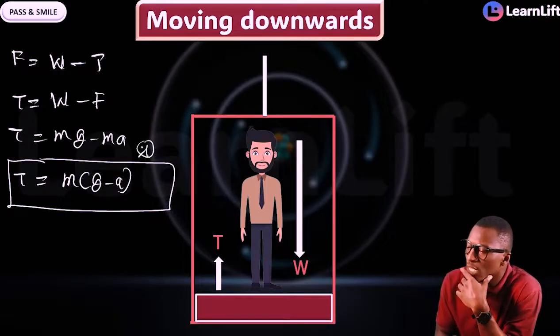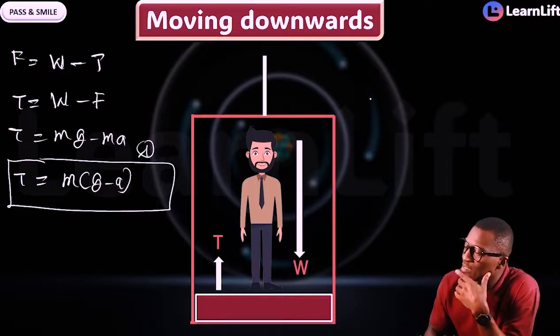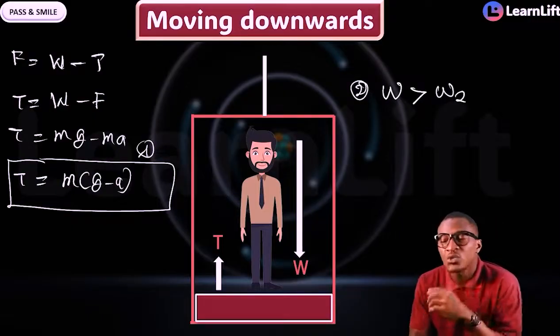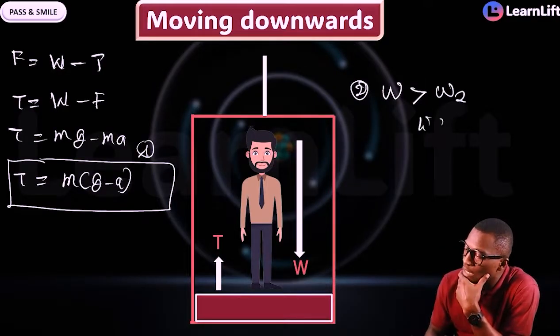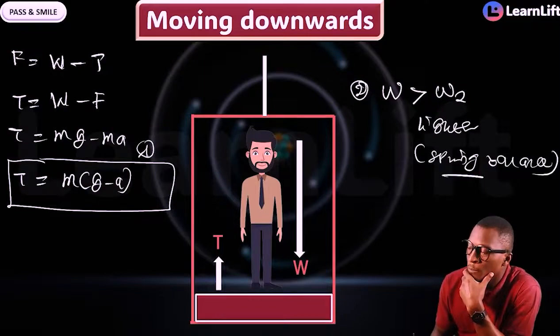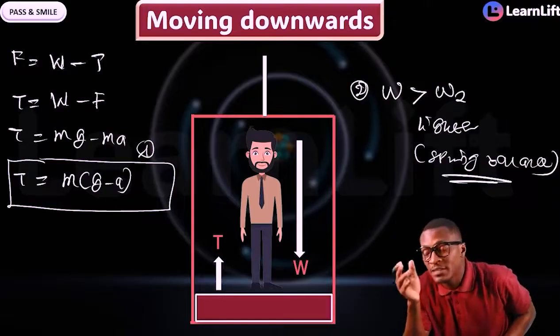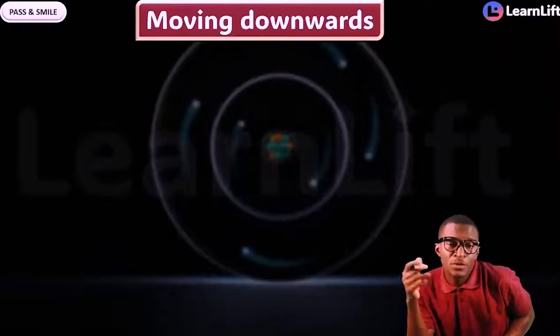So the first thing to note: the weight is bigger than the tension. The second thing to say is that the man's weight is greater than the apparent weight. So the man is going to appear lighter on the spring balance. In the first case the man is appearing heavier; in the second case, when you hear that a man on the lift is appearing lighter, know that the lift is moving downward. Do you understand that?